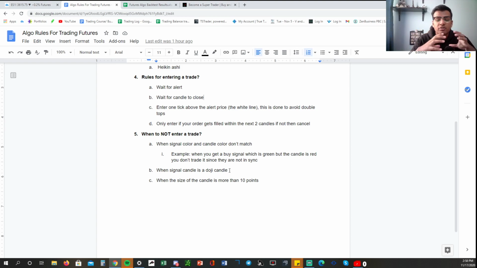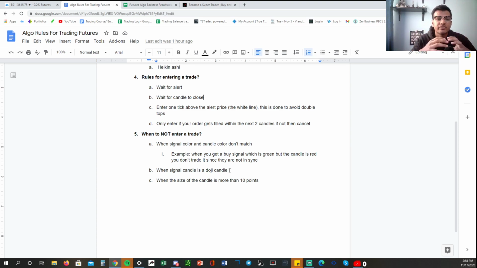And when the candle size is more than 10 points. What do I mean by that? When you measure out the candle itself in the 5-minute charts, if it moved more than 10 points from the low of the candle to the high, then I don't get in.